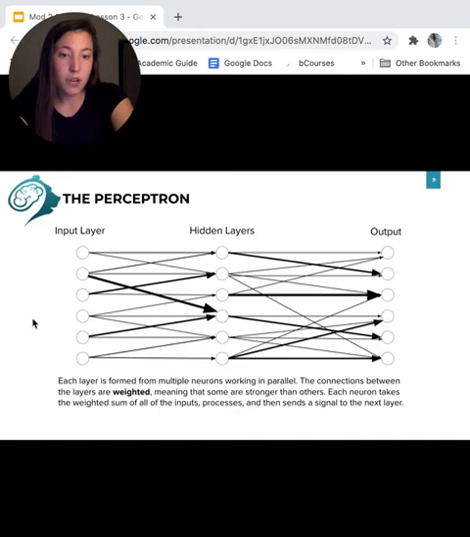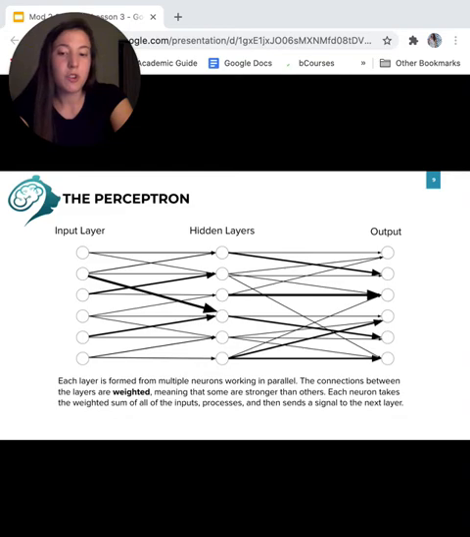So when a neuron in the hidden layer receives inputs, it takes the weighted sum of all of these inputs and uses that to produce an output. And that can be shown through the different thickness of the lines, I suppose. And so the perceptron model is a basis for most attempts at creating artificial intelligence using neural networks.